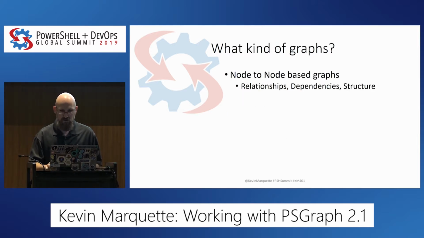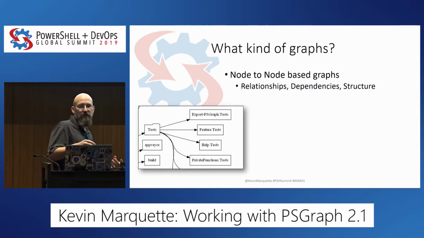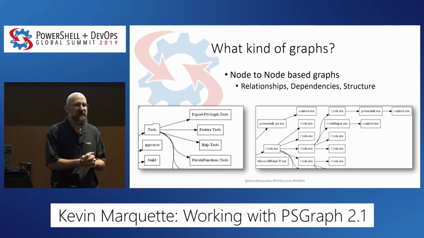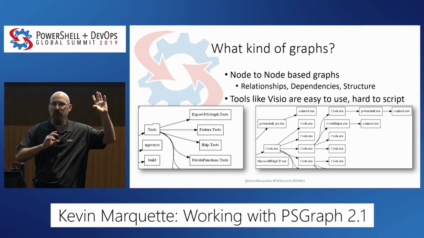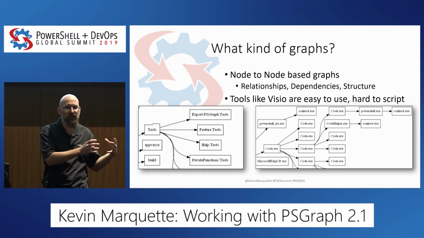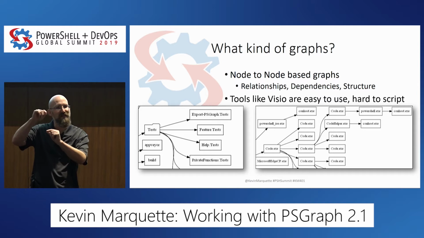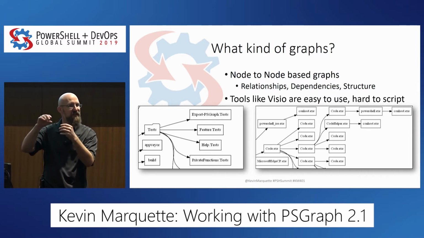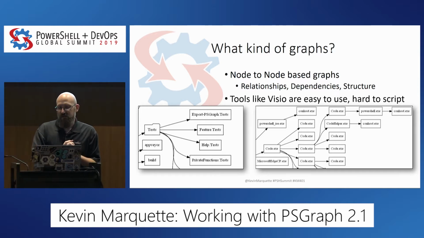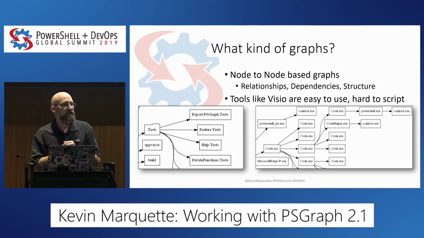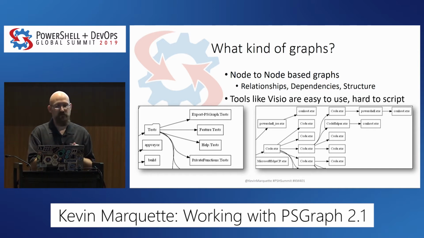So what kind of graphs am I talking about here? I'm talking about node-to-node based diagrams. Something that's relational or showing dependencies or structure in data. So like behind me, I've got a file folder structure showing tests or maybe processes, and which process has a child process as a way to see these relationships. So it's kind of like Visio, right? Except you can automate it and do it via PowerShell to build these diagrams.